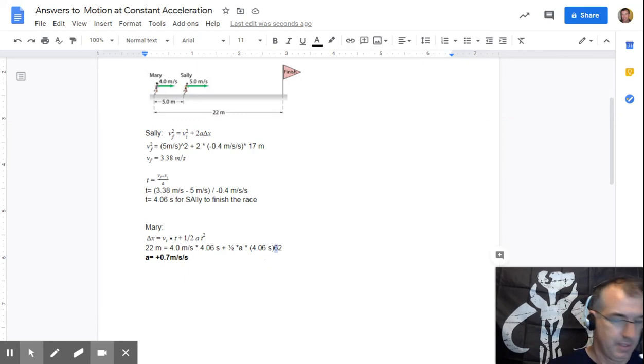With that, I'm going to put in the 22 meters that she needs to move. That's going to equal her initial velocity, 4 meters per second, multiplied by the time it takes for her to finish the race. Again, they want to finish at the same time, shoulder by shoulder, plus 1/2 times the acceleration, which I don't know and am going to solve for, multiplied by 4.06 seconds, and that quantity is squared. When you do the math out, you end up getting a positive 0.7 meters per second squared as the acceleration that Mary has to undergo in order to finish next to Sally, shoulder by shoulder.